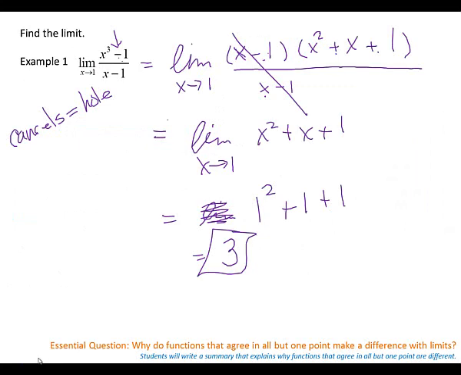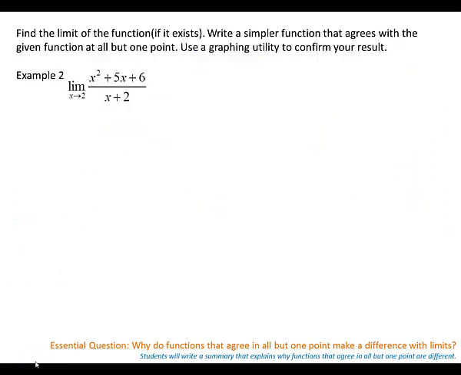Alright. Let's take a look at another one. So we're supposed to find the limit if it exists, and write a simpler function that agrees with the given function at all but one point. The instructions always say use a graphing utility to confirm your results. So you could put the function in the graph and actually check out the picture. We're not going to probably do that. We'll see if we've got time at the end.